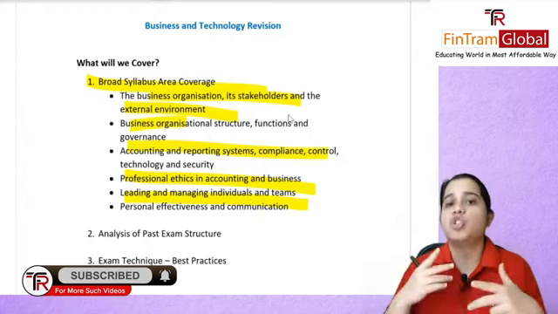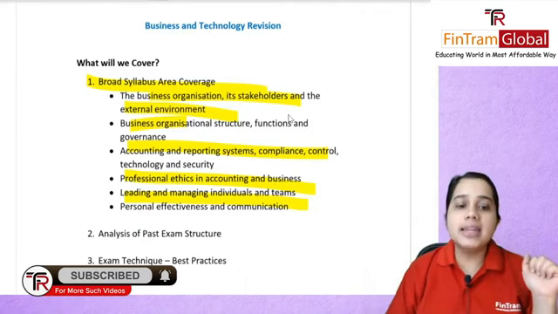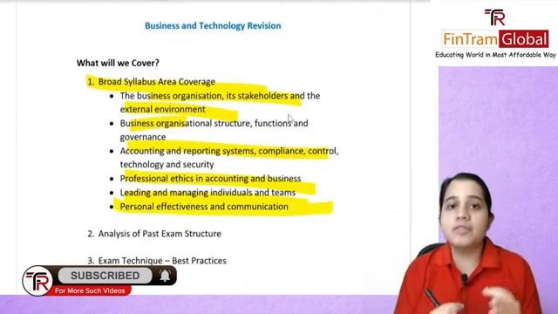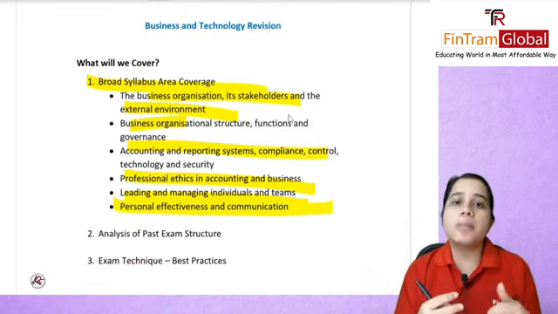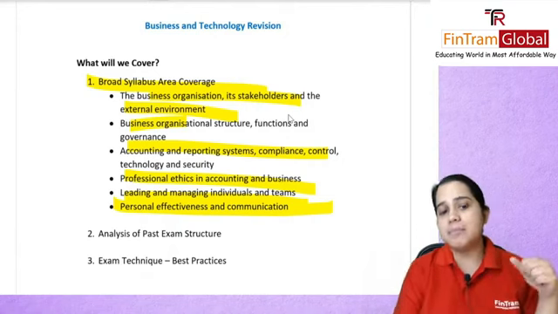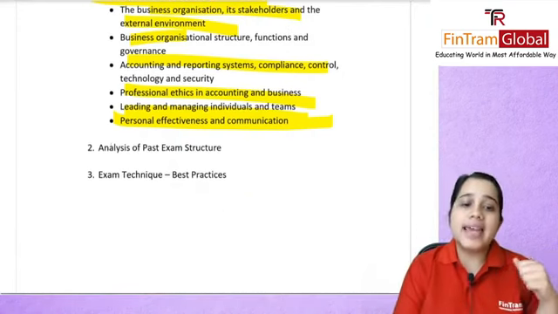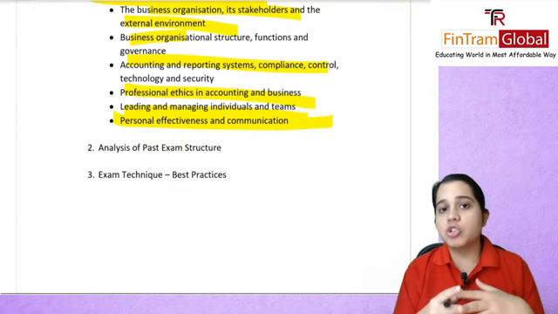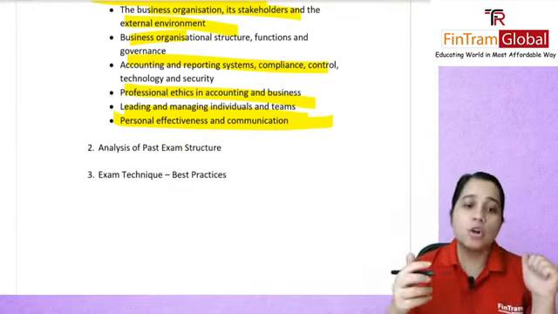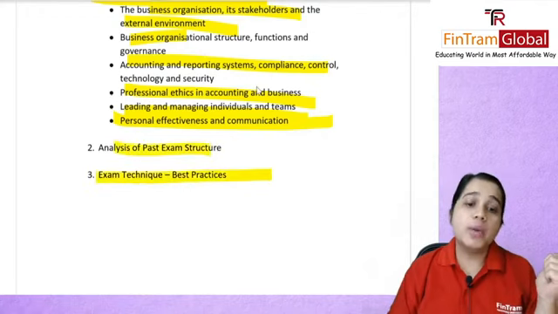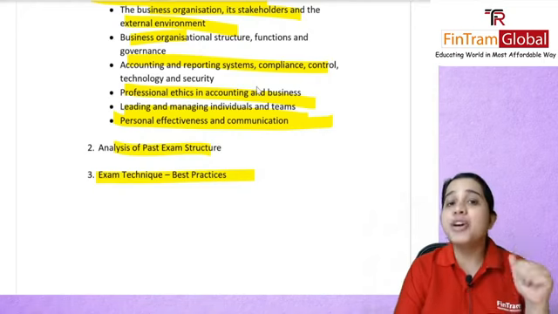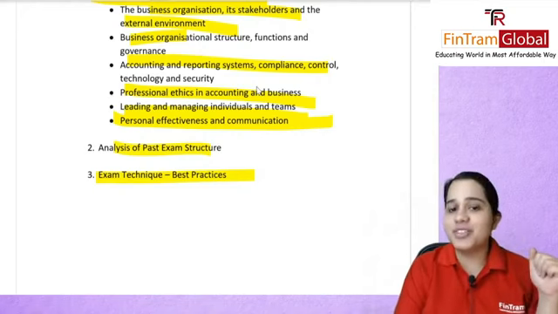We talked about leadership, supervision, and finally in the last syllabus area, we had talked about personal effectiveness and communication, wherein we talked about what the types of communication are. We talked about time management in detail. Then we will also do an analysis of our past exam structure, how your exam will be, how many parts and all of that. And I will share with you some exam techniques, the best practices. For now, let's start with our revision.